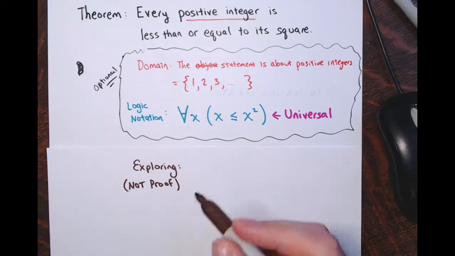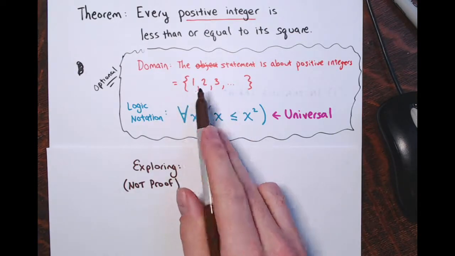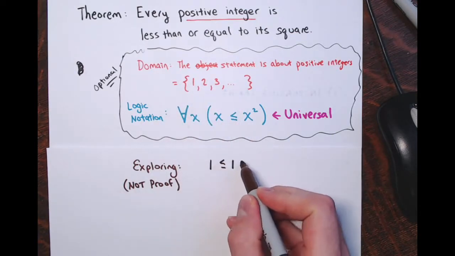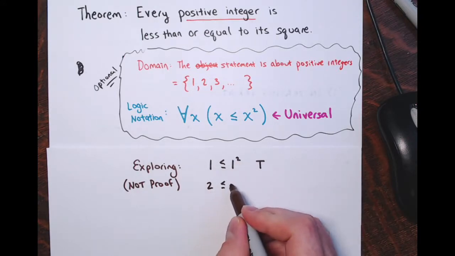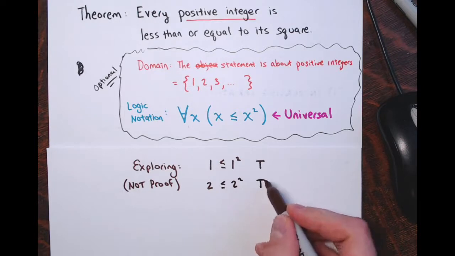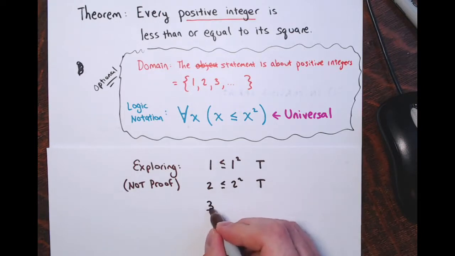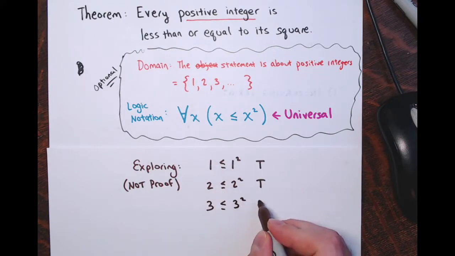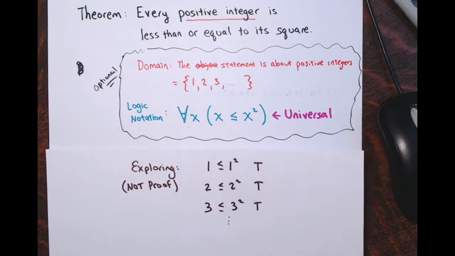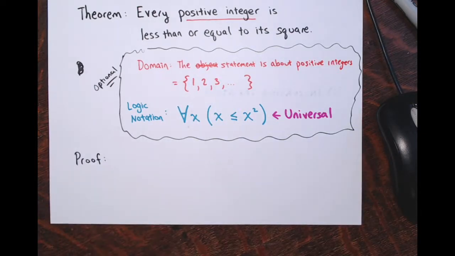I mean, this isn't false, but if I go through, is 1 less than or equal to 1 squared? Yes, that's true. Is 2 less than or equal to 2 squared? That's true. 2 is less than 4. 1 is equal to 1, 2 is less than 4. Is 3 less than or equal to 3 squared? That's true. So just based on the first few here, it looks like this is a true statement. So it feels true to me, so I go back and I try to get into the proof.